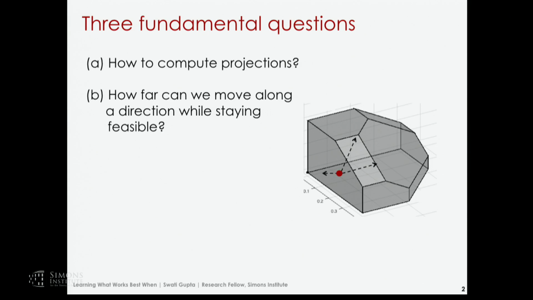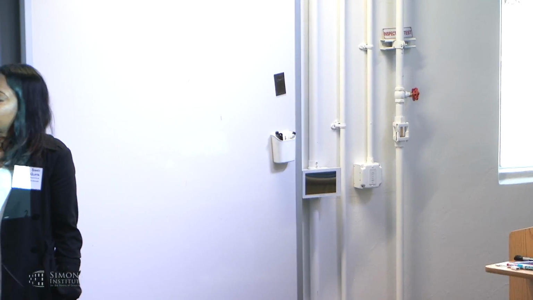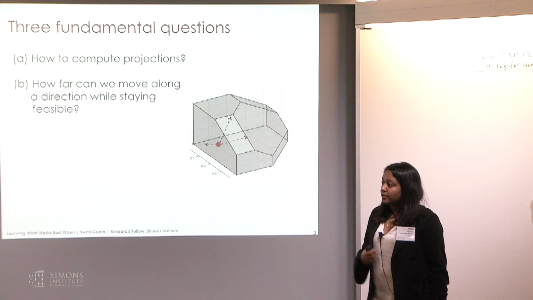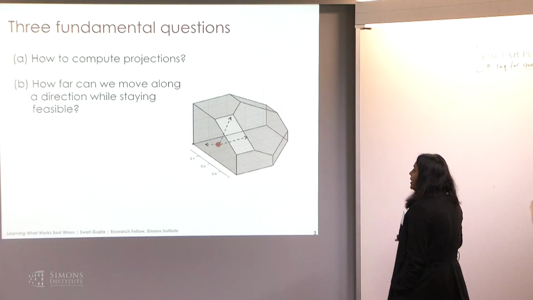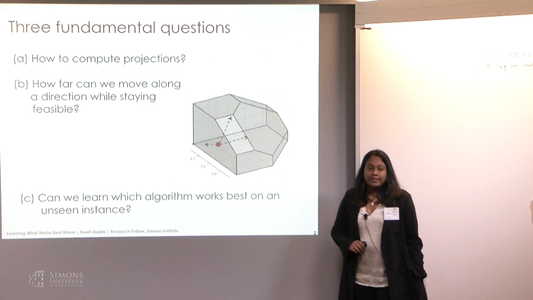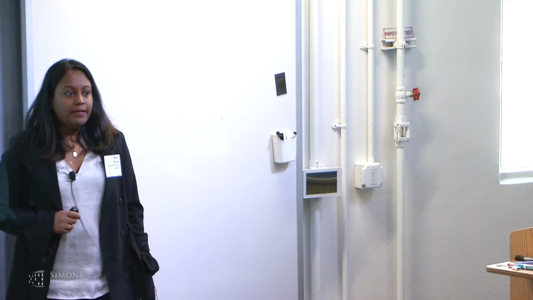The second question is going to be, how far can I move? Given a point in a polytope and a direction, how far can I move along this direction while still remaining feasible? The polytopes we are going to consider will have an exponential number of hyperplanes, which makes this problem computationally more challenging. And the third question, that's going to be the second part of the talk, is going to be about, can we learn which algorithm or heuristic works best on an unseen instance of data? Okay, so without much delay, let me go on to the first question of how do you compute projections.